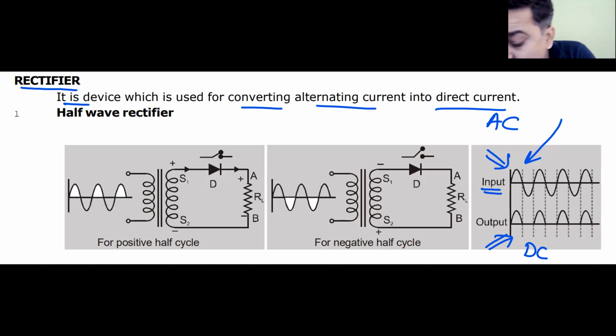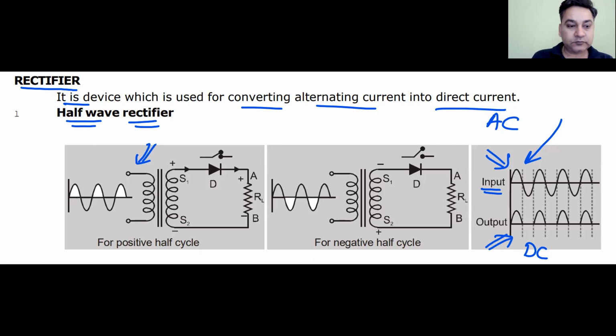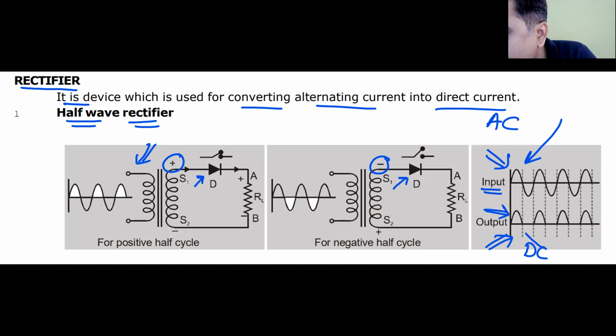Now, how is it done? There are two types of rectifier. One is known as a half-wave rectifier. In a half-wave rectifier, what are we doing? This is the input. Do you see the input? And this is the positive cycle. Positive is connected to the P type, and therefore it will allow current to flow. In the negative cycle, negative will be connected to positive, and it will not allow the current to flow. So for the positive cycle, you will have current flowing. In the negative cycle, there is no current flowing. Do we understand this?